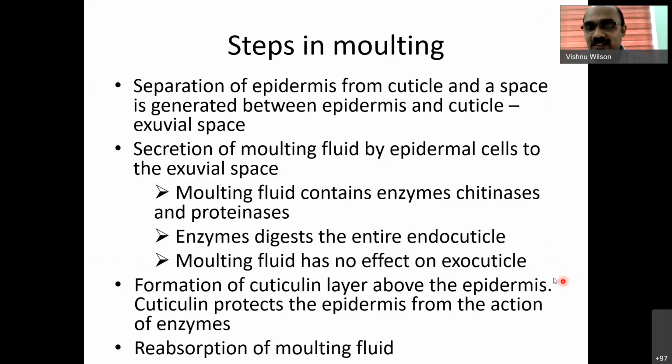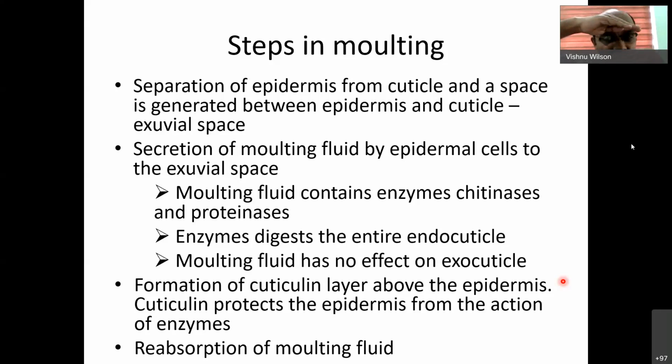Now, what are the steps in the molting? I told you, first step is apolysis, that is separation of old cuticle from the new cuticle. And once the old cuticle is separated from the new cuticle, the space between the old cuticle and the new cuticle, actually what happens is the new cuticle will not be formed first. First, the old cuticle will be separated, and just below the cuticle it is epidermis.